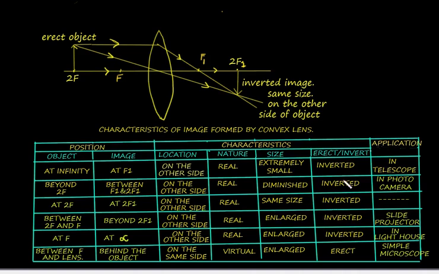And where do you find application? It finds application in telescope. Using a telescope, we look at objects at great distance. In photographic cameras, we use it. Slide projector. The object is kept between 2f and f, and you get an enlarged inverted image there. In lighthouses, in simple microscope.